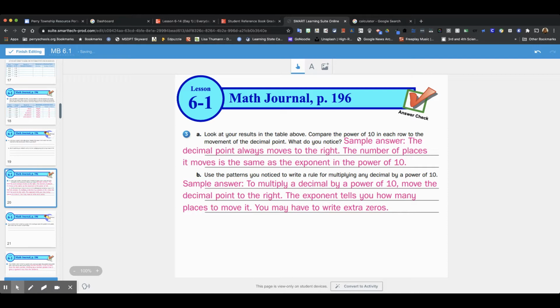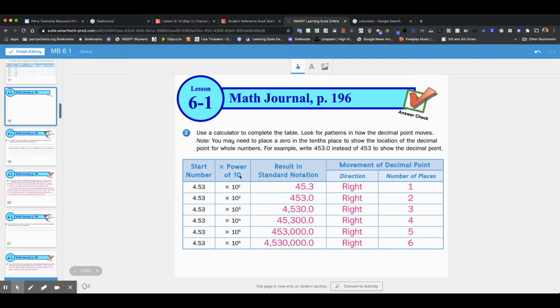All right, so the pattern that you hopefully saw was that the decimal point always moves to the right. And the number of places it moves is the exact same as the exponent in the power of 10. So if we look back at that, you can see 10 to the first power, it moved to the right one place. If we multiplied it by 10 to the second, it moved to the right two places. Same thing down here. Multiplied by 10 to the sixth, it moved to the right, and it was six places. Noticing that when you multiply, it moves to the right, and the exponent is how many places.